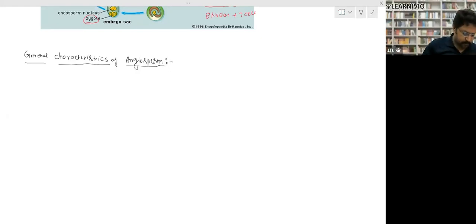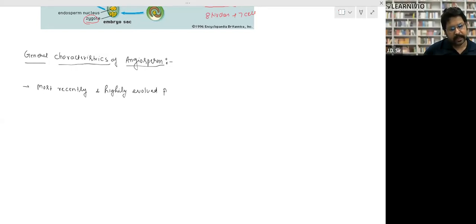First, angiosperms are the most recent and highly evolved plant. Highly evolved plant means they are the most advanced plant.